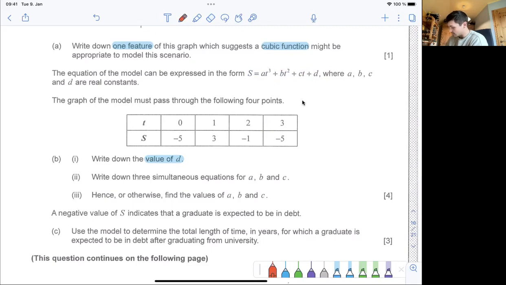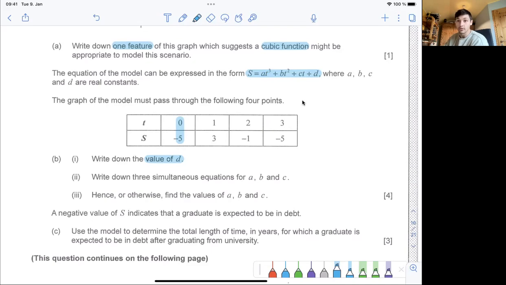And we get that from the first line here. We have that here. So when T is equal to 0, S is equal to -5, and from what we just saw, that means the A bit, the B bit, the C bit, they're all just going to equal 0. And we're going to get 0 plus 0 plus 0 plus D is equal to -5.